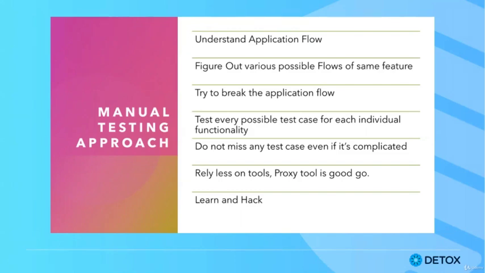Rely less on automated tools, like the automated vulnerability scanners available on the market. Although they might be good, they will miss a lot of things which your manual pen testing approach will catch. Proxy tools such as Burp Suite are good to go, and there are a lot of extensions which you can use to assist your pen test.